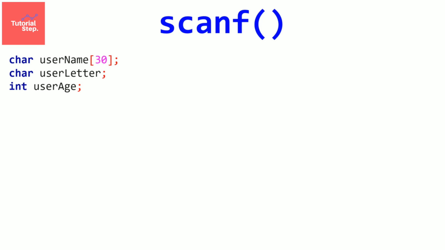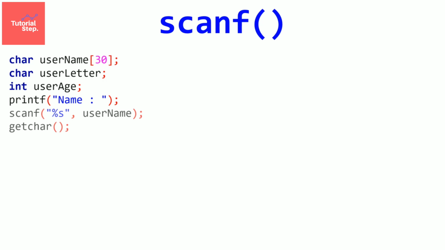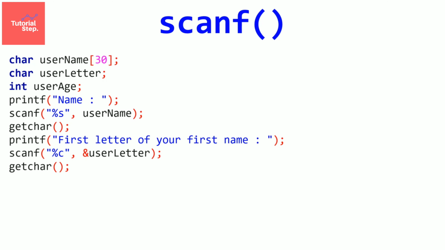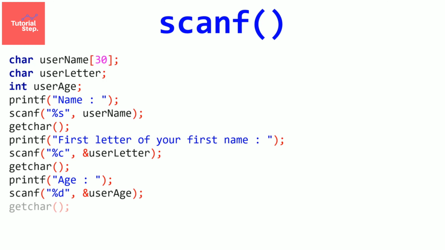Let's make a simple program to get the information of the user. We want to know his name, the first letter of his first name, and his age. So we need these variables. Here we put 30 because we assume that 30 characters will be enough to store the user's name. Now let's print and scan variable by variable. First let's ask him for his name. Now we scan the name. It's a string so we don't use the ampersand. Then we ask for the first letter of his first name. It's a character so we use the ampersand. Then we ask for the age. It's an integer so we use the ampersand. And at the end we print the information.